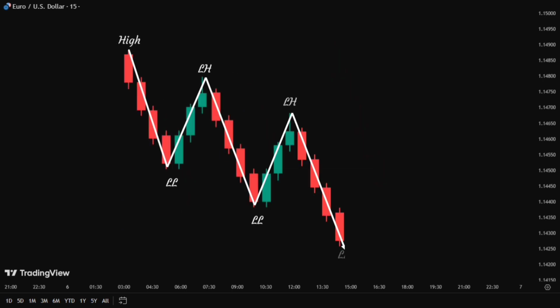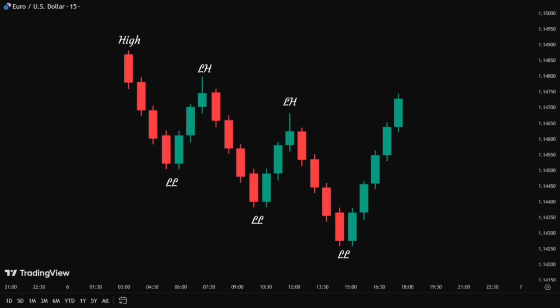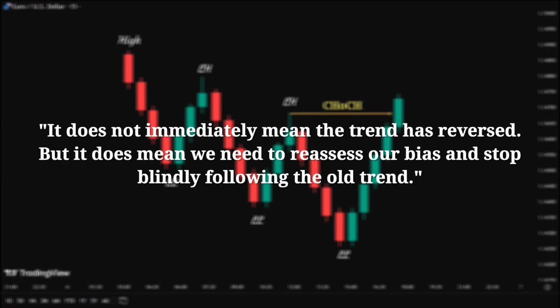In a bearish market, structure breaks when price pushes above a significant swing high. That move tells us that sellers failed to hold price down. The lower high that was keeping the bearish structure intact has been broken. Again, this is the first warning that something has changed. This break is what we call a change of character. It does not immediately mean the trend has reversed, but it does mean we need to reassess our bias and stop blindly following the old trend.